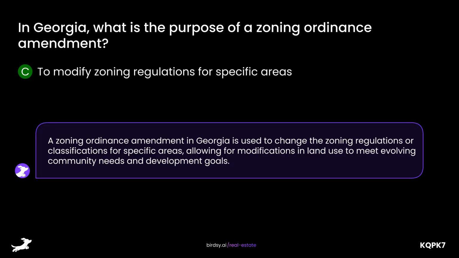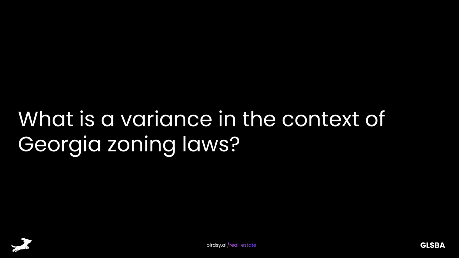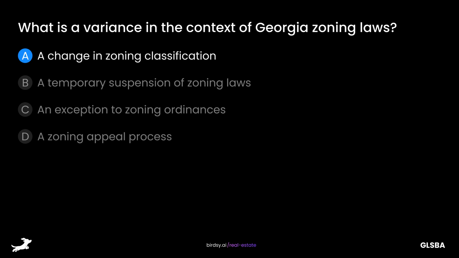A zoning ordinance amendment in Georgia is used to change the zoning regulations or classifications for specific areas, allowing for modifications in land use to meet evolving community needs and development goals. What is a variance in the context of Georgia zoning laws? Is it A. a change in zoning classification? B. a temporary suspension of zoning laws? C. an exception to zoning ordinances? Or D. a zoning appeal process? The answer is C. an exception to zoning ordinances.